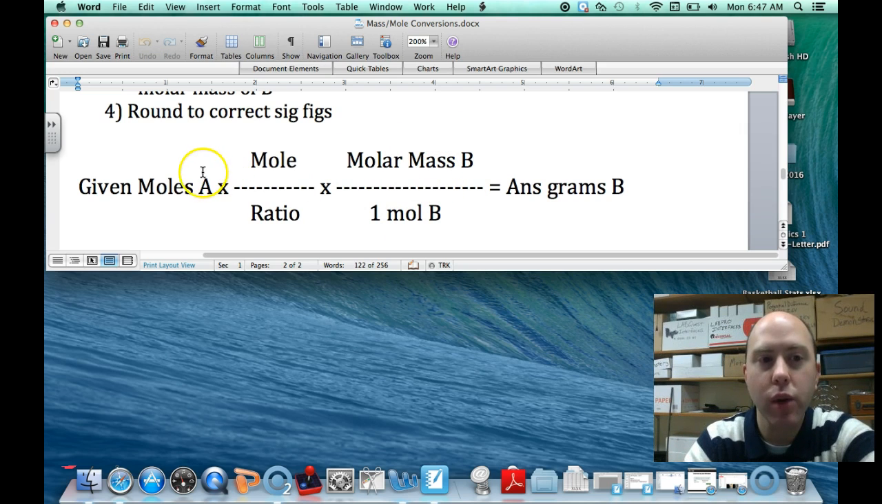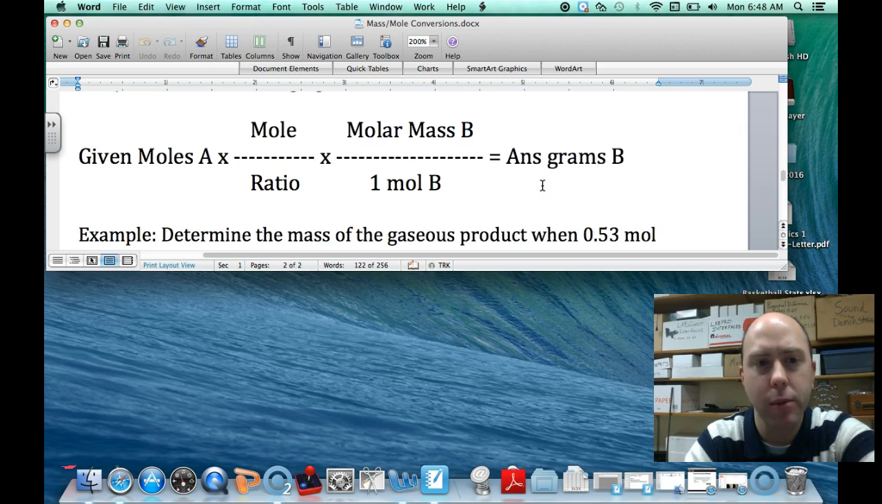So let's just pretend I start with moles of oxygen, but I want mass of sulfur. So I'll write down however many moles I gave you of oxygen. The top part of the mole ratio would be the coefficient of sulfur. The bottom part would be the coefficient of the oxygen. Then that will give me moles of sulfur. But I don't want moles, I want mass. So now I'll put 1 mole of sulfur here, and I'll put the molar mass of sulfur on top, and then I'll get my answer.